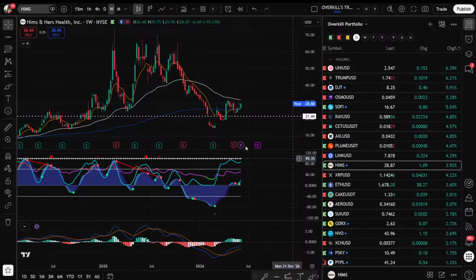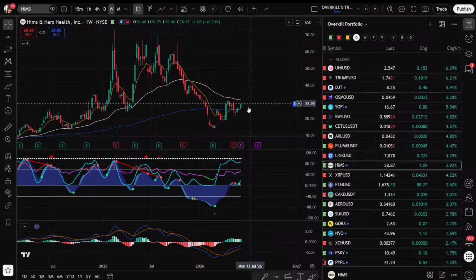All right, if you think it's going up, then buy it, my man. But I'm just saying it's a falling knife. There's a reason it gapped down.